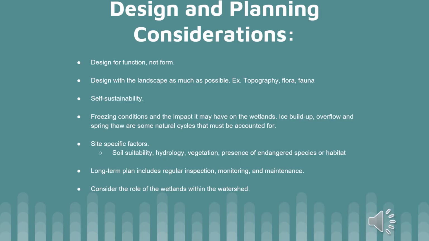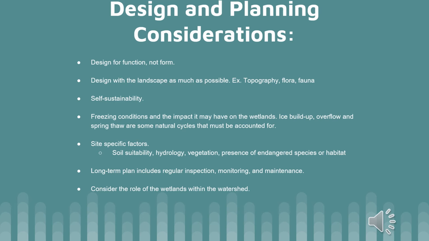Design and planning considerations. The following guidelines can help ensure a successful project. Ensure that the design focuses on function rather than form. Try to design with the landscape as much as possible, taking advantage of natural topography, drainage, flora, etc. Try to design for self-sustainability. By reducing maintenance and monitoring as much as feasible, we can encourage long-term success. Be aware of freezing conditions and the impact it may have on the wetlands. Ice buildup, high water, and spring thaw are some of the natural cycles that must be allowed for.